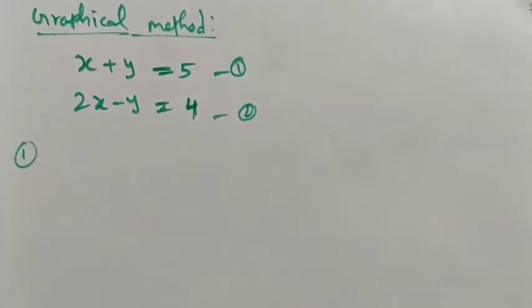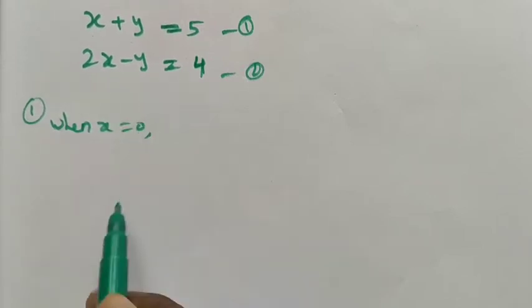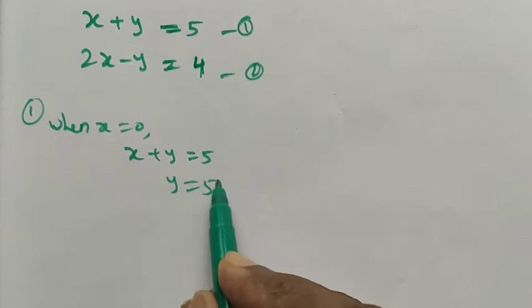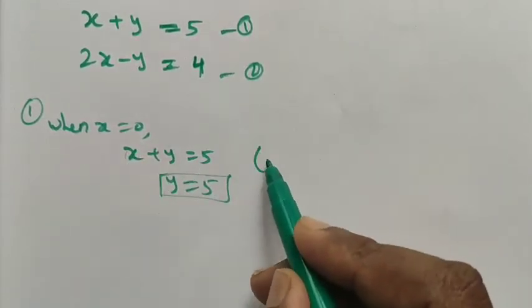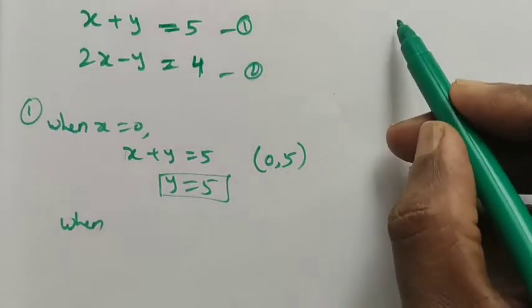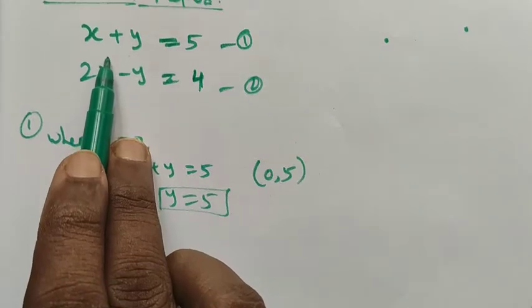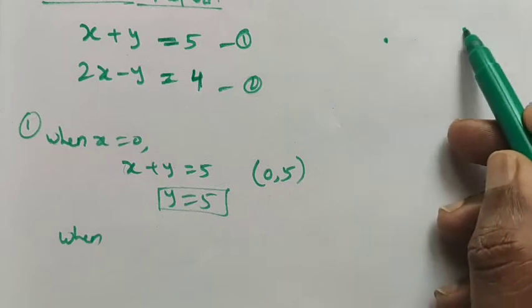For the first equation, when x is equal to 0, in the place of x I put 0, we get y is equal to 5. Right? If x is equal to 0 then y is equal to 5. Then the ordered pair is 0, 5. And compulsorily we need 2 points. If you draw a straight line, it is a linear equation, so we get only a line. So to draw a line we compulsorily need 2 points.